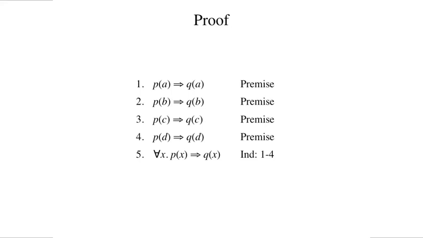Suppose we have the ground implications shown on premises on lines 1 through 4. Using our domain closure rule, we can then derive the inductive conclusion: for all x, p of x implies q of x. For finite languages, domain closure is really all we need.